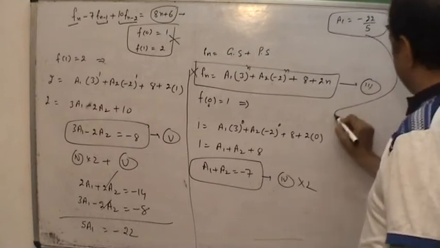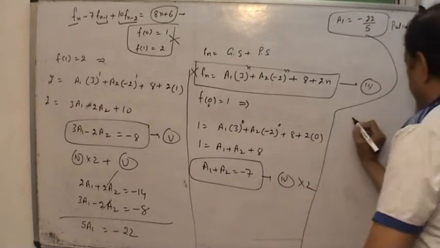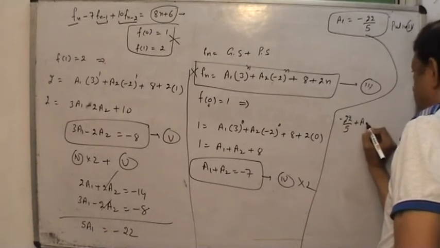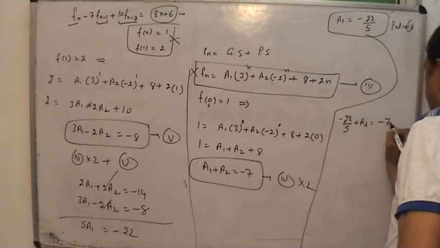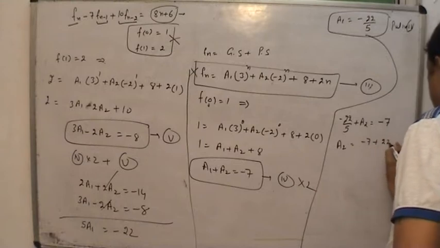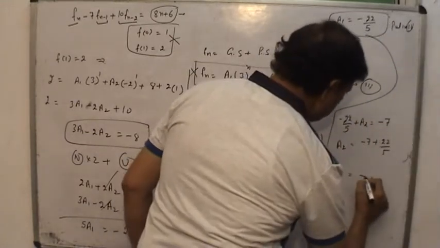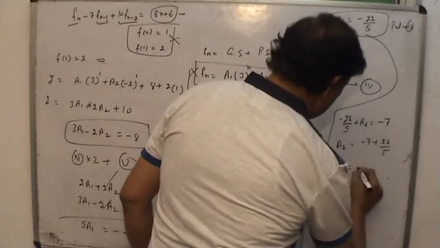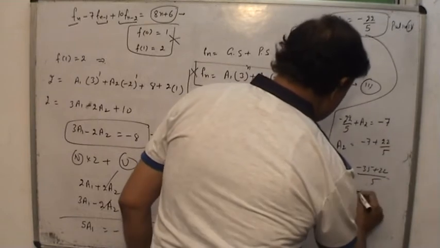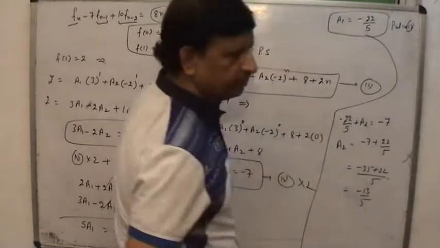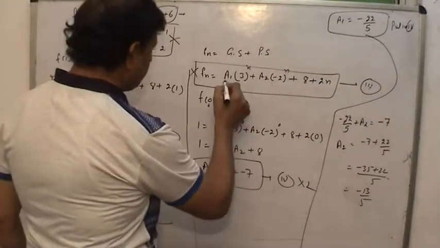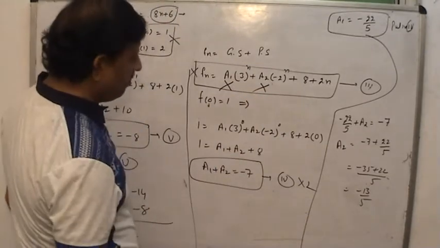And we get a1 plus a2, where a1 is minus 22 upon 5, plus a2 is equal to minus 7, or a2 is equal to minus 7 plus 22 upon 5. That is equal to minus 35 plus 22 divided by 5, that is equal to minus 13 upon 5. Again we have calculated the constants a1 and a2. If we put these values here, we will find the final solution.